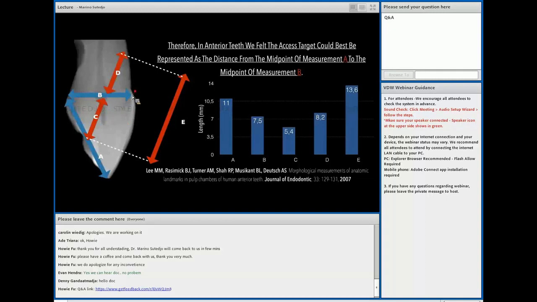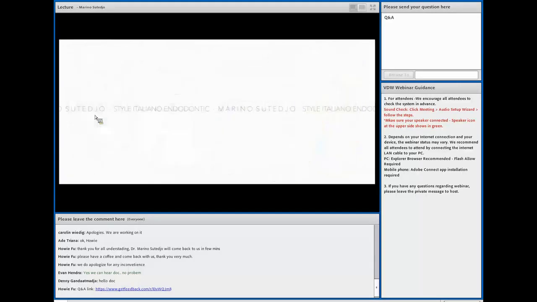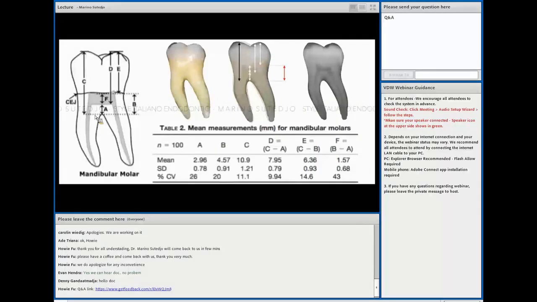And usually for the target area, according to this journal, we need to take the B line. The B line is the cemento-enamel junction from the labial to the palatal, and this is the A line. Take the midpoint in the B section and the midpoint in the A section, and this is usually the C line. This is usually the depth of the entrance of the pulp chamber of the anterior teeth.